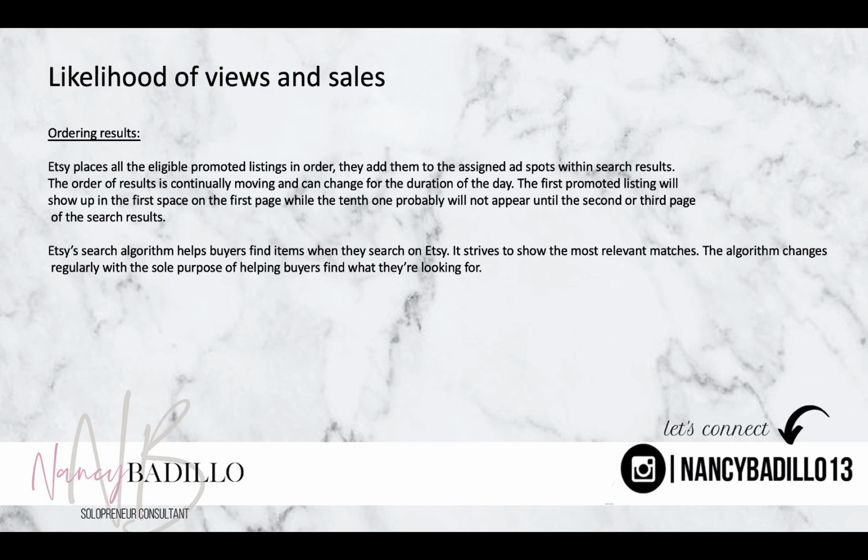So Etsy places all eligible promoted listings in order. They add them to the assigned ad spots within search results. The order of results is continually moving and can change throughout the day. The first promoted listing will show up in the first space on the first page, while the 10th one might not appear until the second or third page of the search results. It's constantly changing. And the Etsy search algorithm tries to help buyers find items when they search on Etsy, and it strives to show the most relevant matches. That's the most important part. The algorithm changes regularly with the sole purpose of helping buyers find what they're looking for.